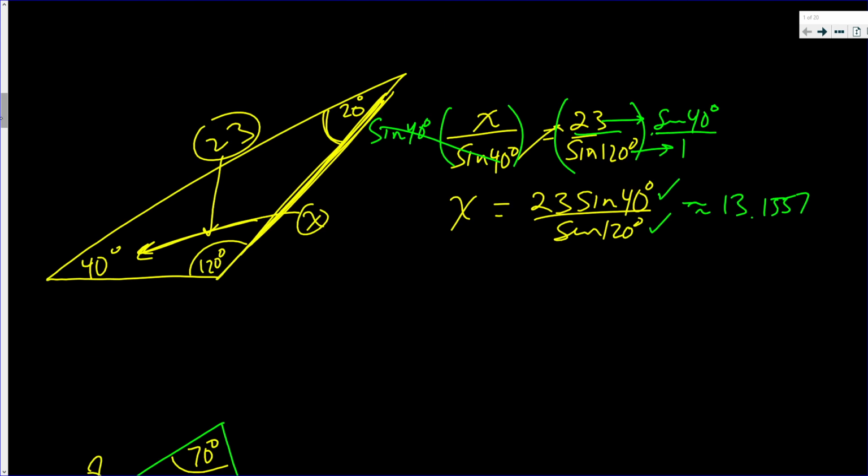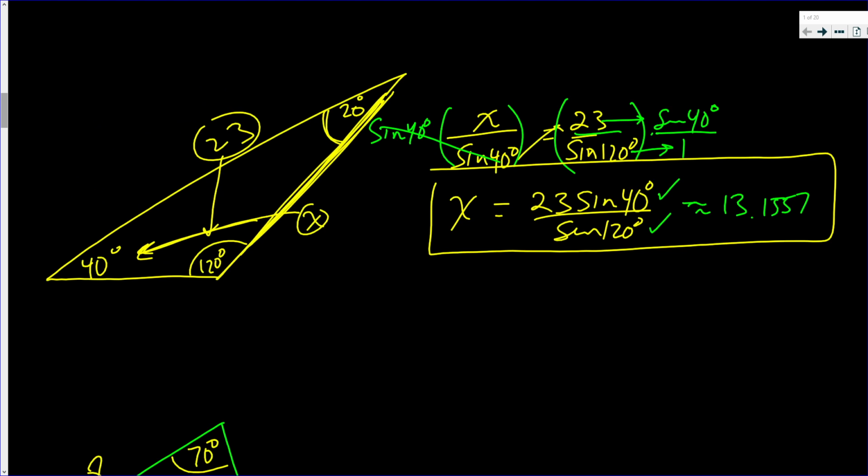Suppose you have 8, 50 degrees, 70 degrees, and x. Now, it's always best not to use something that you calculated. For example, in the last problem, we calculated x. Maybe we made a mistake. So it's best not to use x.